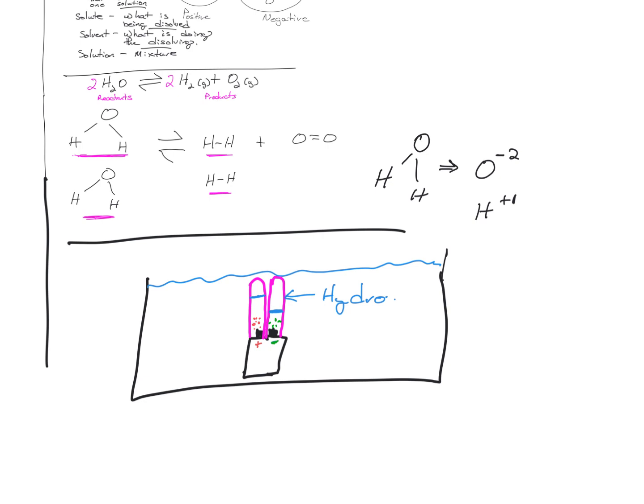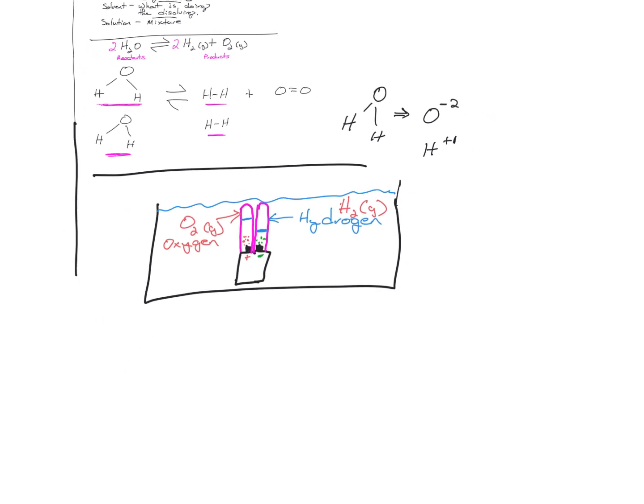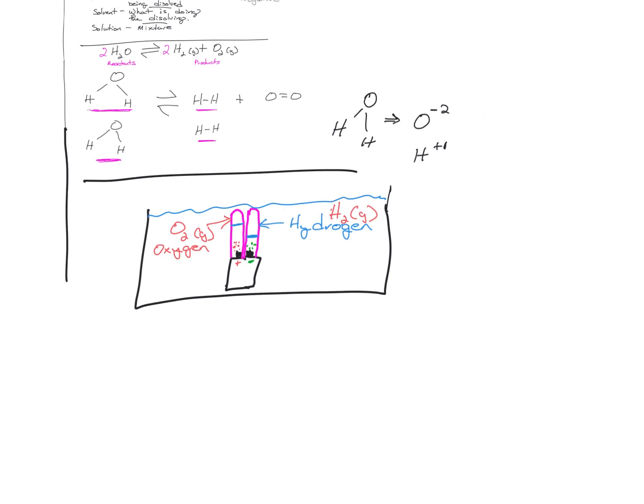My hypothesis is that the hydrogen is going to form in here and that the oxygen is going to form in here. O2 gas, or oxygen gas, is going to form in that test tube. Hydrogen gas, or H2 gas, is going to form in this test tube as I break up water. And it's a violent reaction. You're going to see how many crazy bubbles it makes.